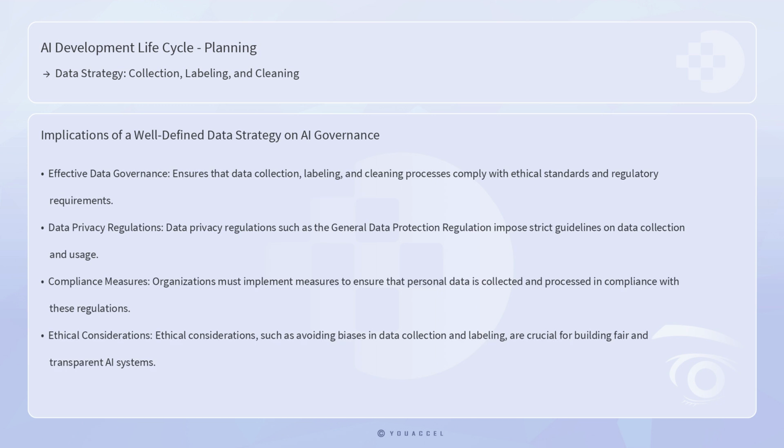A well-defined data strategy also has implications for AI governance. Effective data governance ensures that data collection, labeling, and cleaning processes comply with ethical standards and regulatory requirements. For instance, data privacy regulations such as the General Data Protection Regulation impose strict guidelines on data collection and usage. Organizations must implement measures to ensure that personal data is collected and processed in compliance with these regulations. Moreover, ethical considerations, such as avoiding biases in data collection and labeling, are crucial for building fair and transparent AI systems.